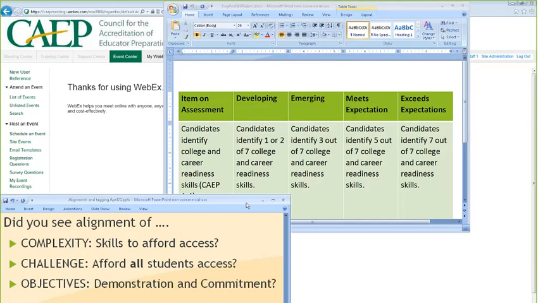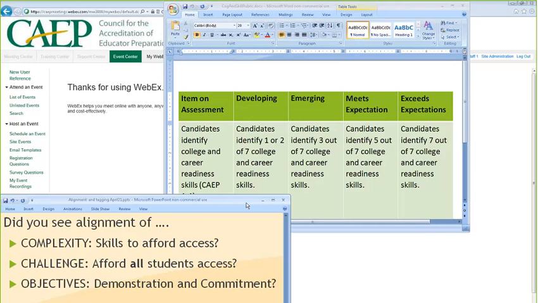Okay, and so do we see demonstration here? I don't think so. And do we see commitment here? Not really. The earlier example, I think, was a better example of commitment because it asked that the candidates show these college and career-ready skills in their lesson plans and that they have learning experiences aligned with those objectives. And so I think that was a better example of showing their commitment. What we failed to see, however, was the demonstration.